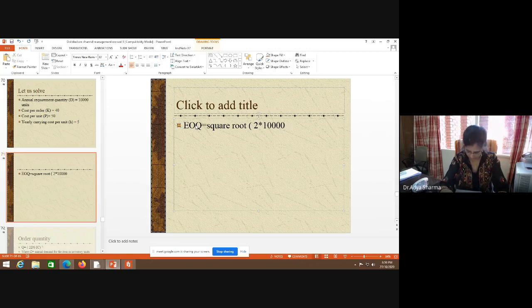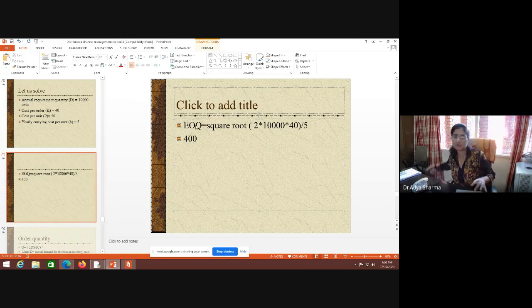10,000 into K. What is K? 40. I've spelled out everything for you. Divided by H. What is H? It is 5. Can someone solve it for me? The moment you solve it, I think it will be 20,000. I think it will be 400, but just check.